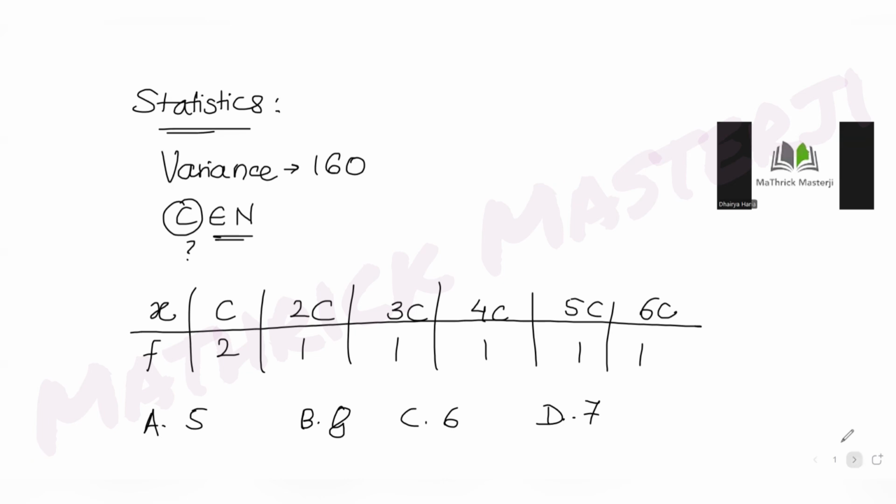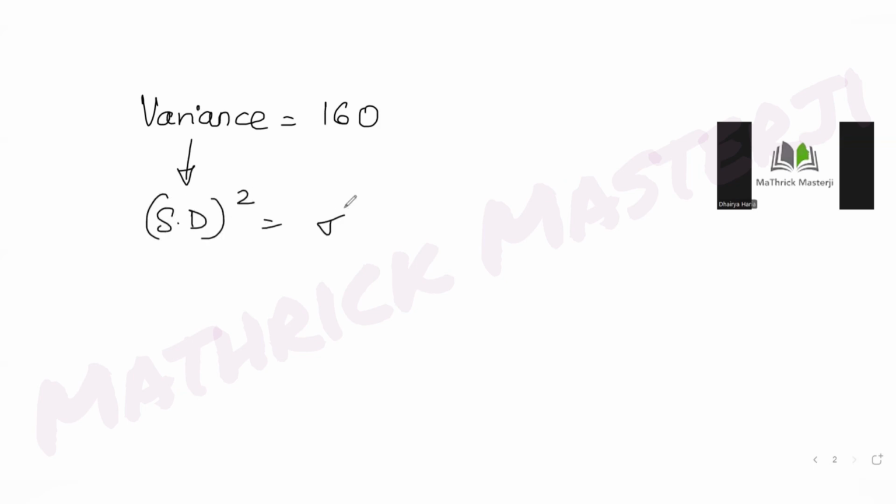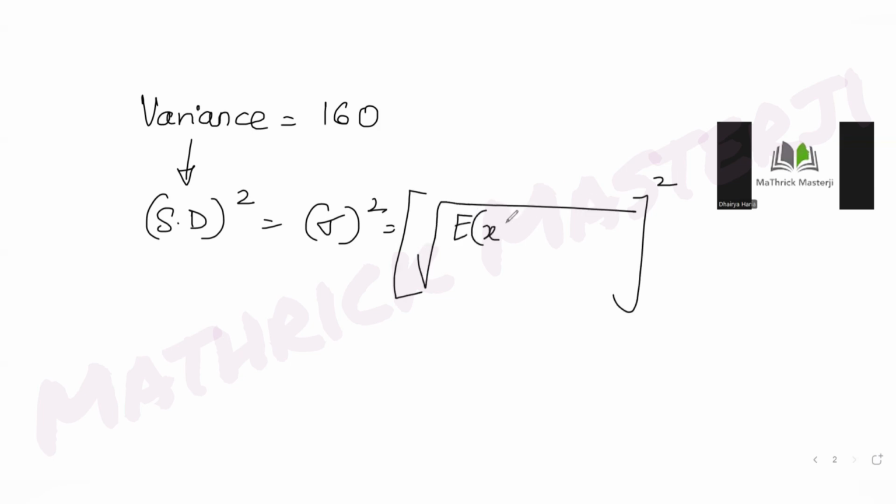So I have been given the variance of the frequency distribution, which I know is 160. If I have to calculate the variance, it's nothing but the square of the standard deviation. So it's basically sigma square, and sigma is given by the square root of E of x square minus E of x the whole square. E of x is basically the expected value, or the mean value, you can say.